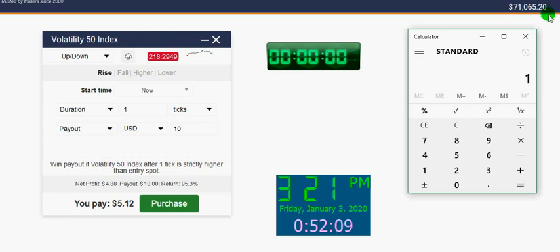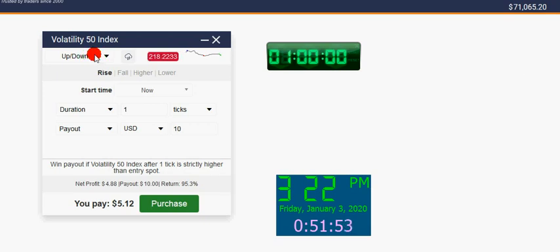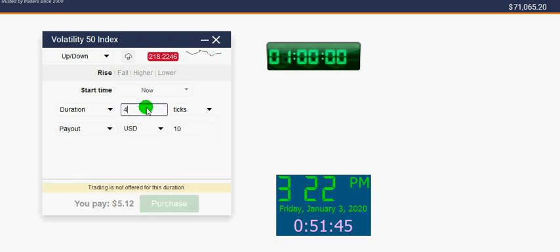Remember, we can trade 10 times, but we are going to lose some trades, but at the end of the day we'll end up in profit. So this is what we are starting with, 71065.20. Let me set this to an hour. You click on up down, then we click on rise, then we change the durations to tick, then we set this to 3 ticks.